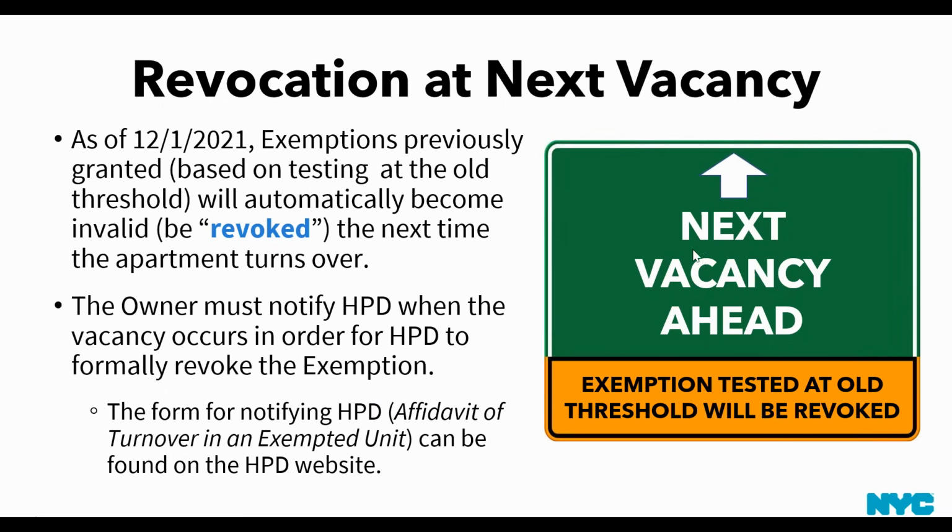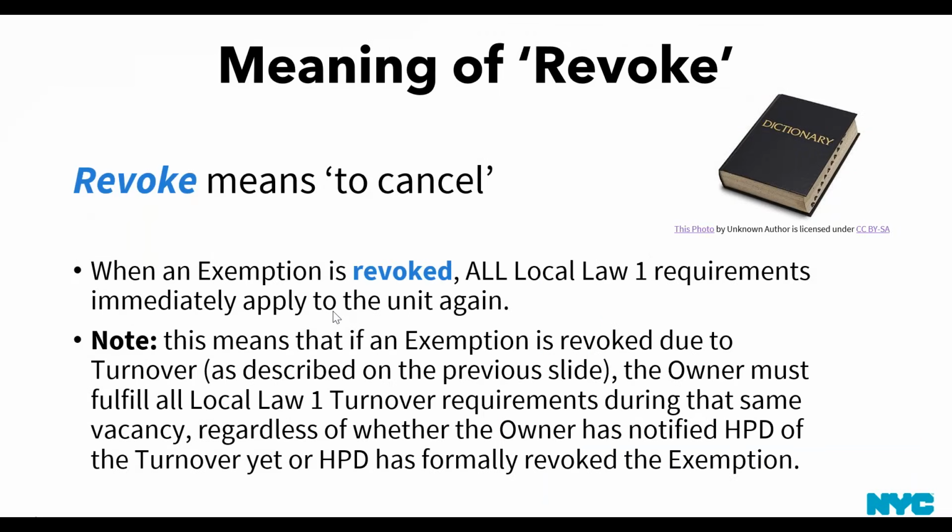And so just to reinforce what revoked means, revoke is a word that means to cancel or to take back, to remove. And so once the exemption is revoked, all of the Local Law 1 requirements immediately apply to the unit again. So if you want to renew or have a new exemption, you will have to arrange for new testing at the new threshold and then go through the process of applying for that exemption based on your new testing results. One point worth emphasizing is that the turnover requirements will apply immediately at that next turnover.